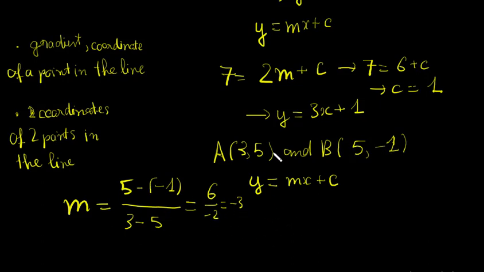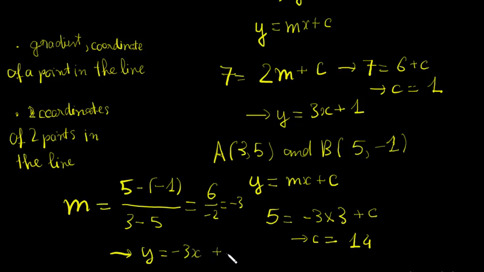In this case, we know that it passes through both of the points, so we can choose either point to find the value of c. For me, I would choose A. Even B is up to you, because both satisfy this equation. 5 equals minus 3 multiplied by 3 plus c. So 5 equals minus 9 plus c, so c equals 14. So the equation is y equal to minus 3x plus 14.